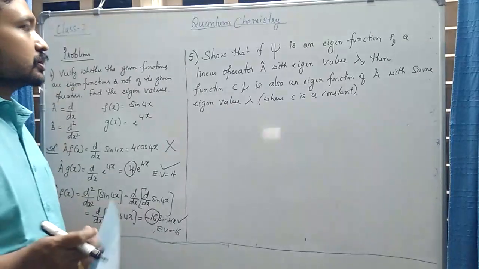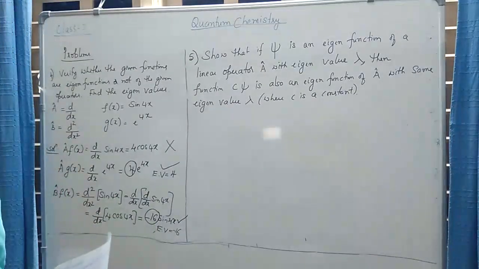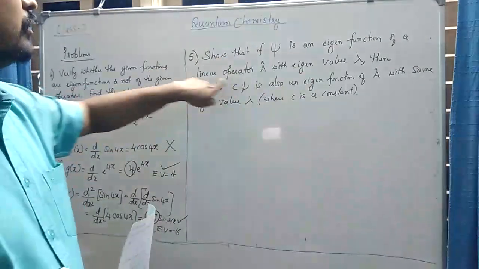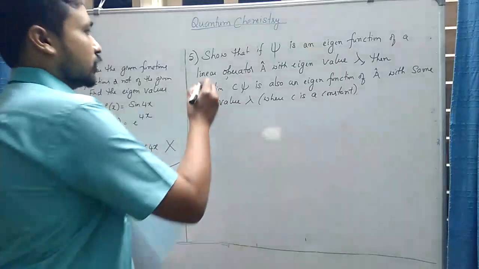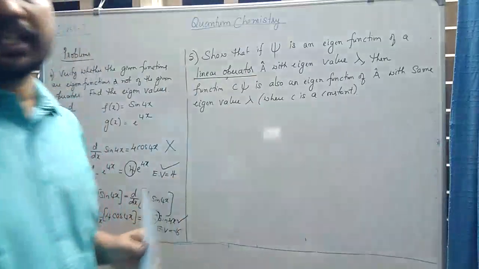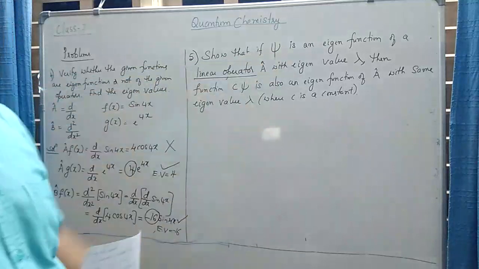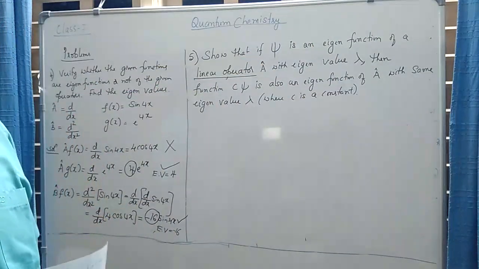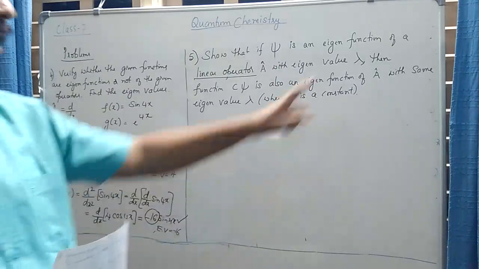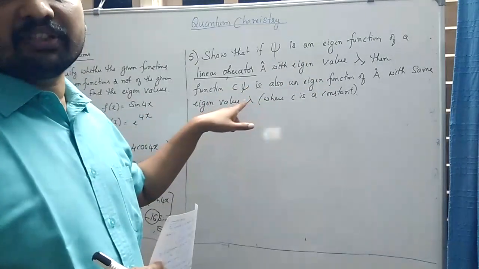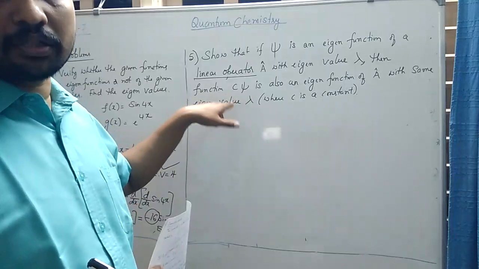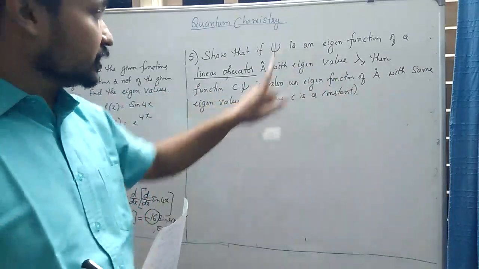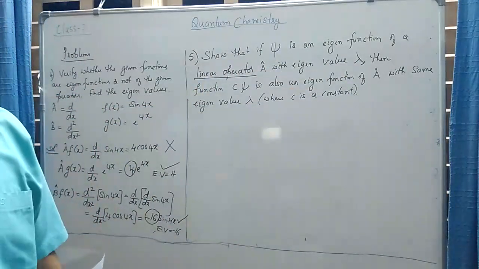Now this is a very interesting problem. You have a function psi, which is an eigenfunction of a linear operator A. You have a linear operator A of which psi is an eigenfunction and its eigenvalue is lambda. This is the given condition. Now you are supposed to prove that c into psi, where c is a constant, is also an eigenfunction of the same operator with the same eigenvalue lambda.